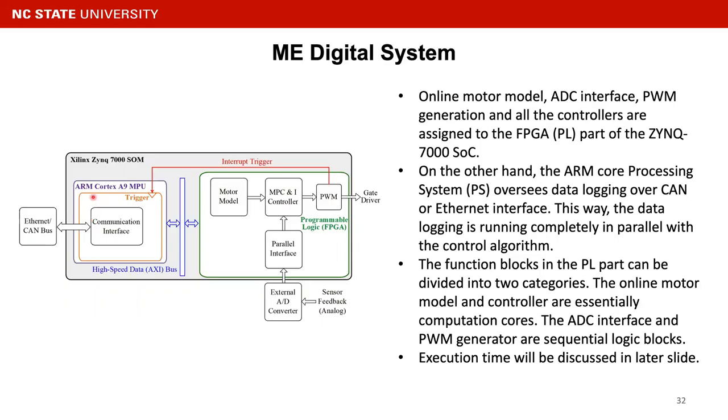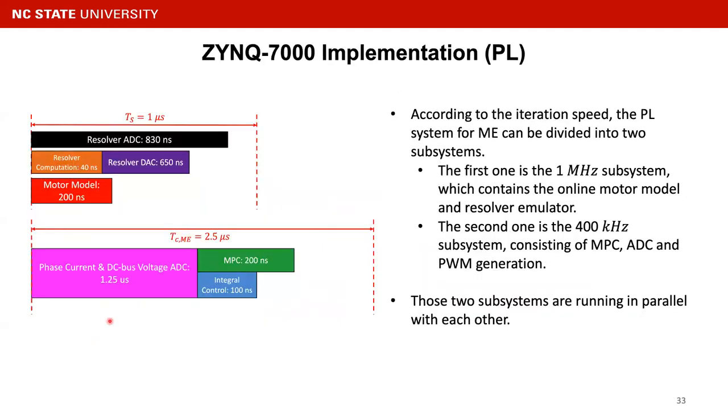The function blocks in the PL can be divided into two categories. The online motor model and the controllers are essentially computation cores, while the ADC interface and the PWM generation are essentially sequential logic blocks. And here's our detailed execution time.